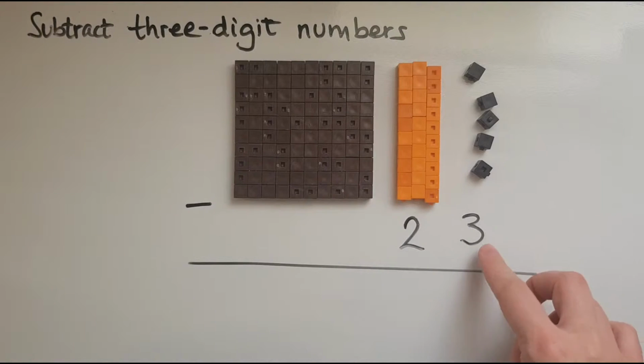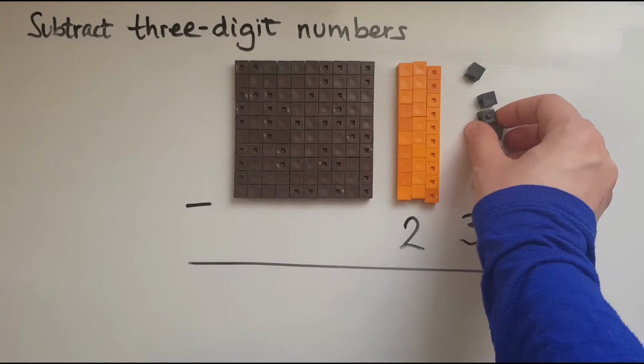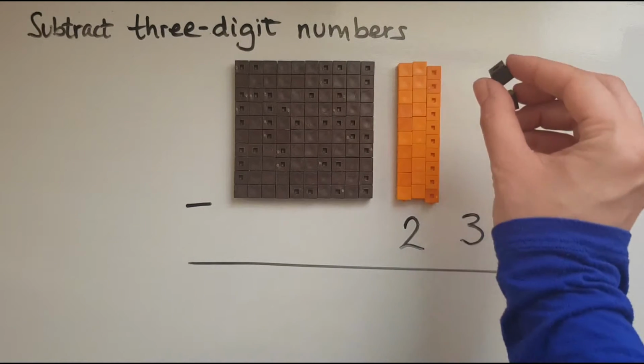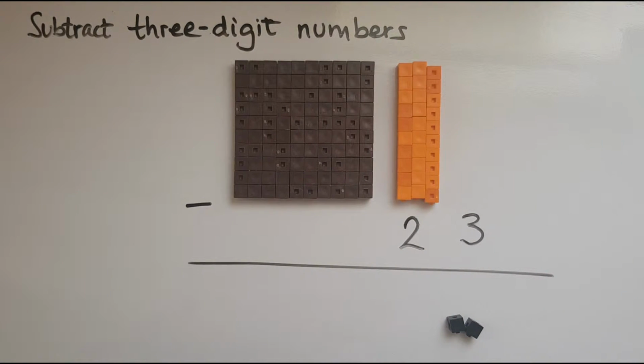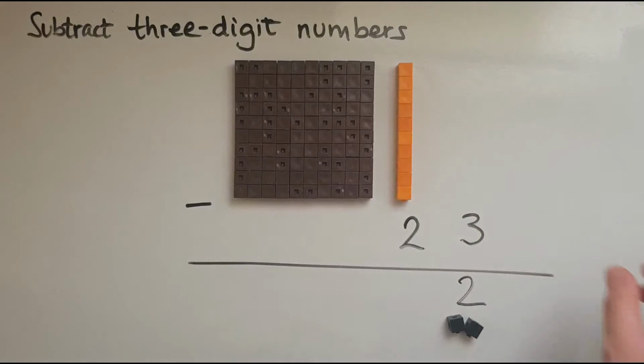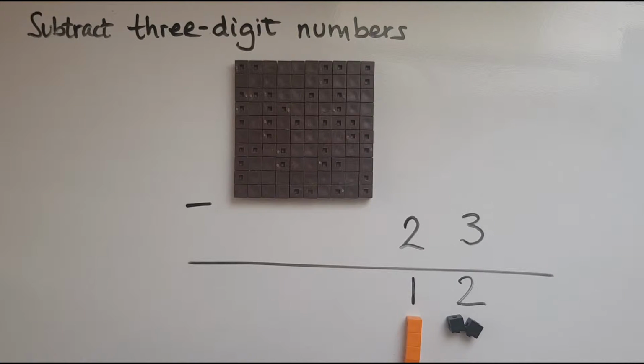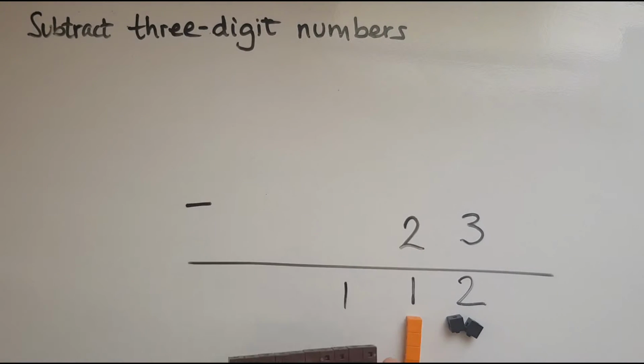So we've got 5, I need to take away 3. So once I take away 3, what I'm left with is 2. There we have it. Now we have 3 tens. If I take away 2, I'm left with 1. And I've got 100, but there aren't any in the number, so I don't need to take any away. So 1 take away 0 leaves me with 1. So the answer is 112.